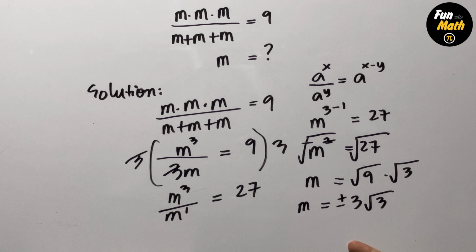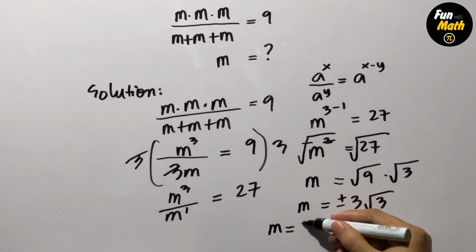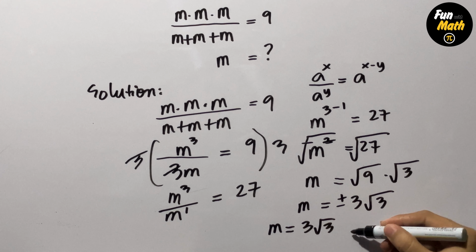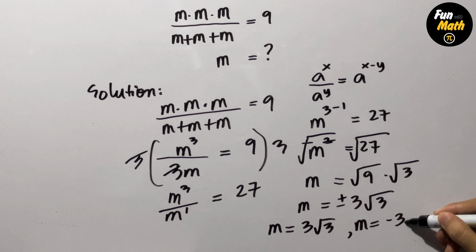So for this, we can have two values of m. First is m is equal to positive 3 square root of 3. The other one is m is equal to negative 3 square root of 3.